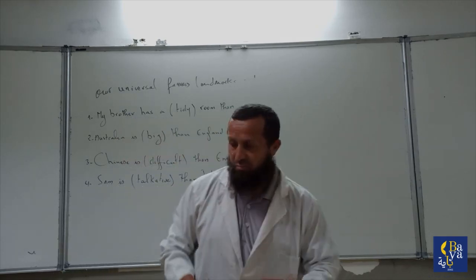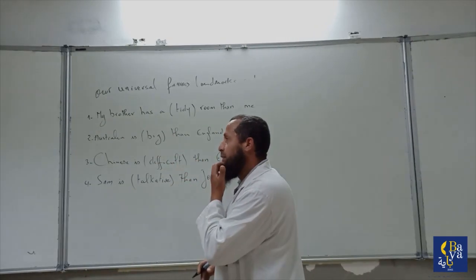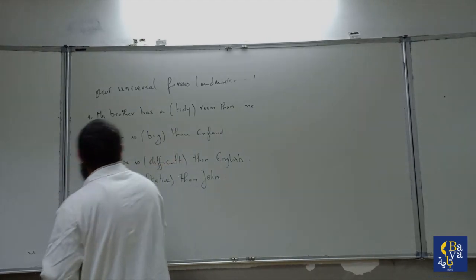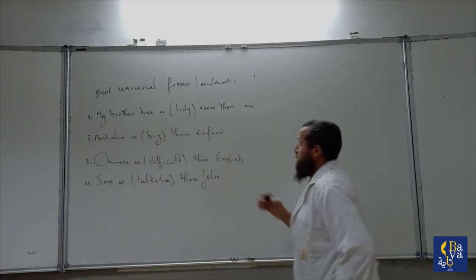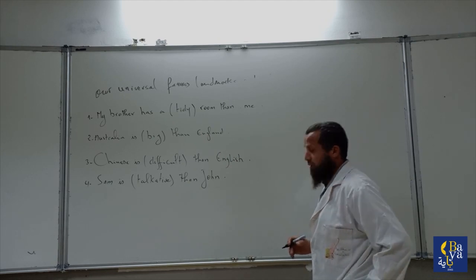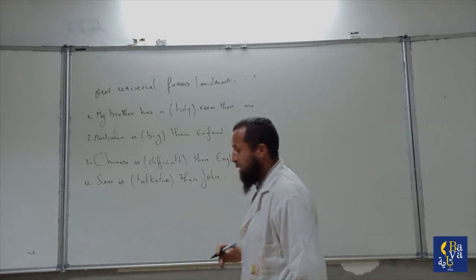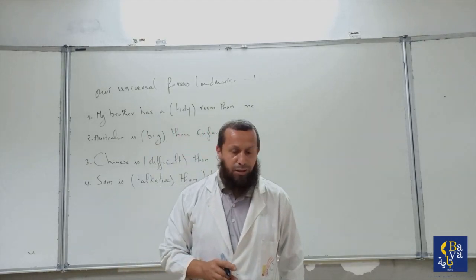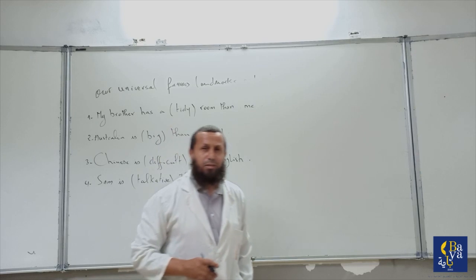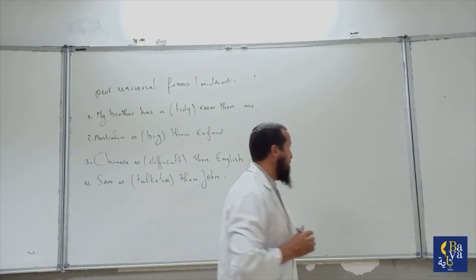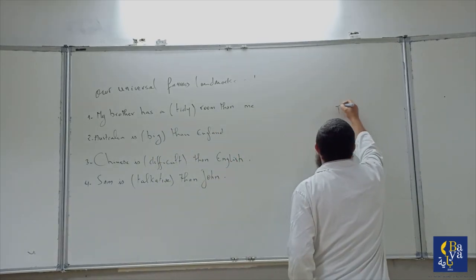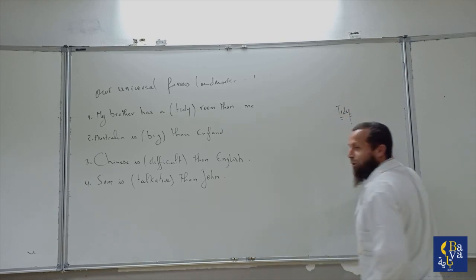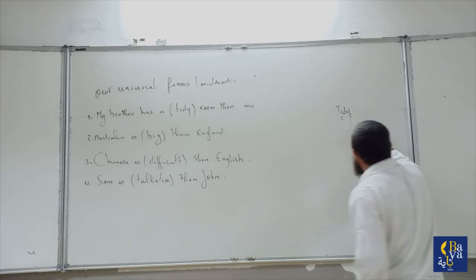A few examples to get the idea of comparative and superlative. My brother has a tidy room than me. Tidy. How many syllables do you have? Two syllables. Tidy: one, two. Short or long? Long.